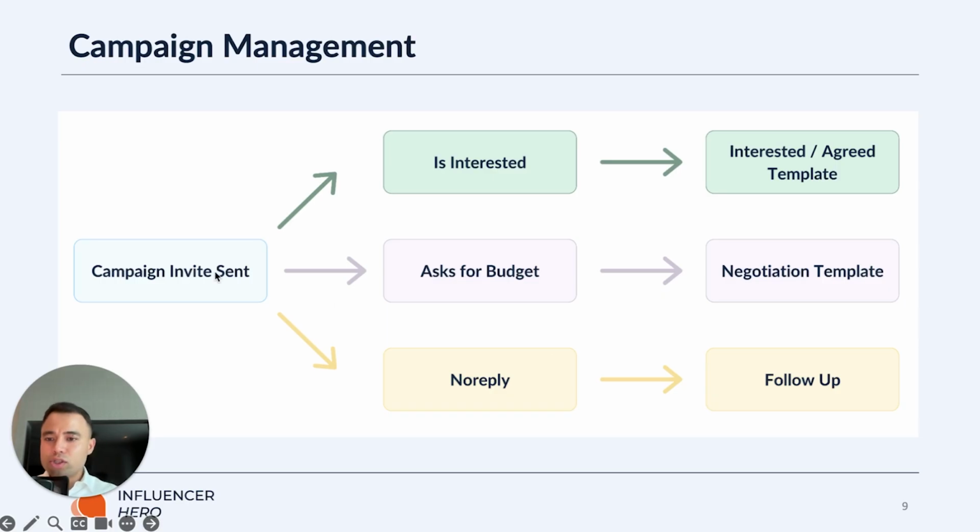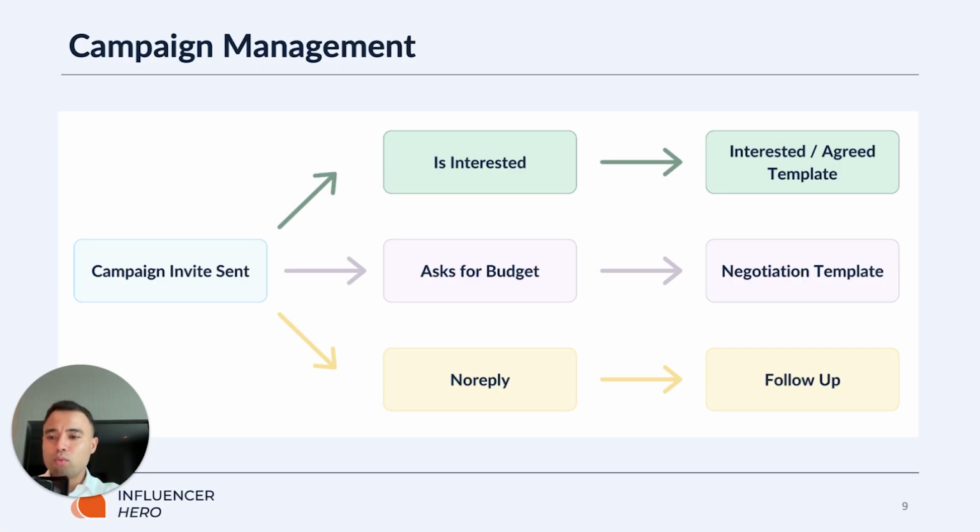So again, once you send the invite, there are 3 things which can happen. The influencer says they're interested. Then we use the interest agree template. The influencer could ask for a budget, or there's no reply, right? It's actually quite similar to phase 1, where you always have the same kind of processes, but with seasonal campaigns, the same.